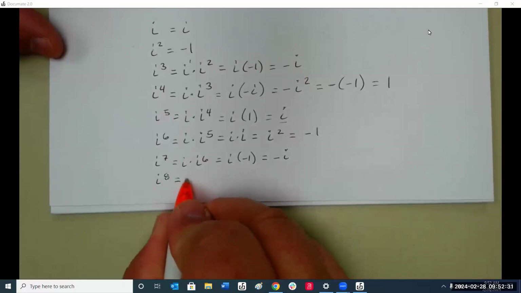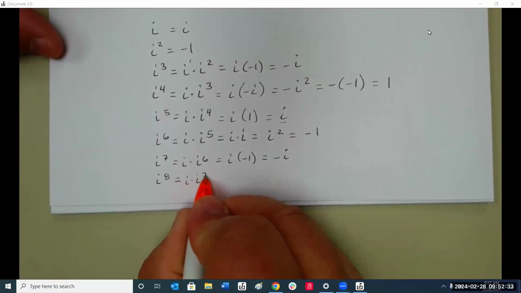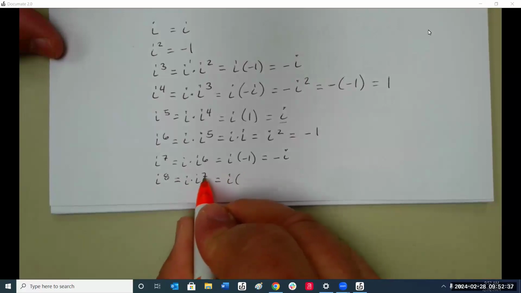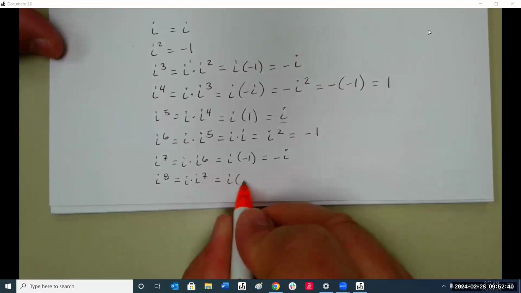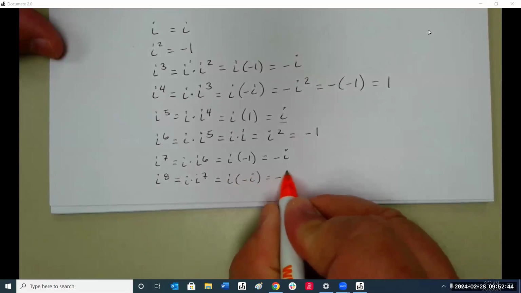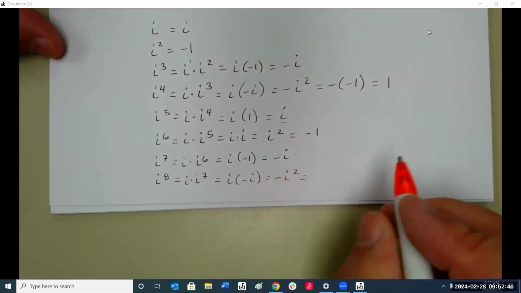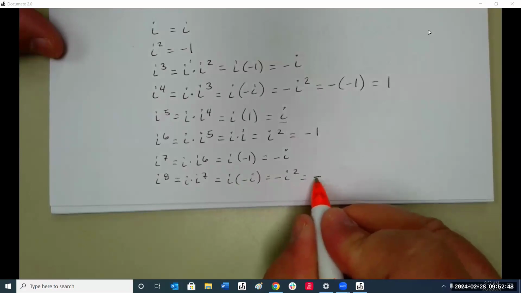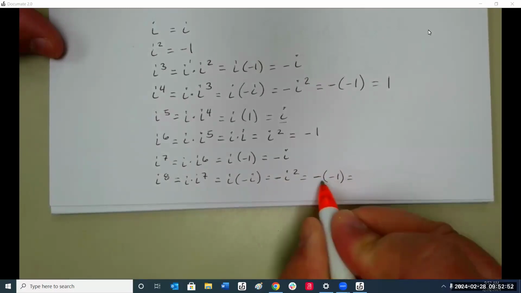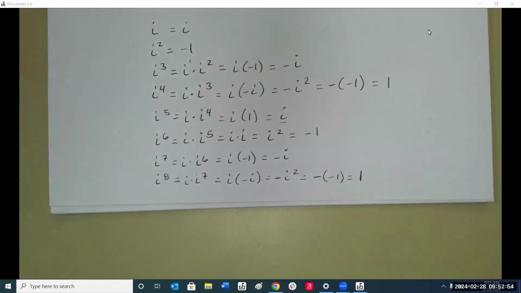I to the eighth is I times I to the seventh. I to the seventh is negative I. So we have negative I squared. I squared is a negative 1. So it becomes a positive 1.